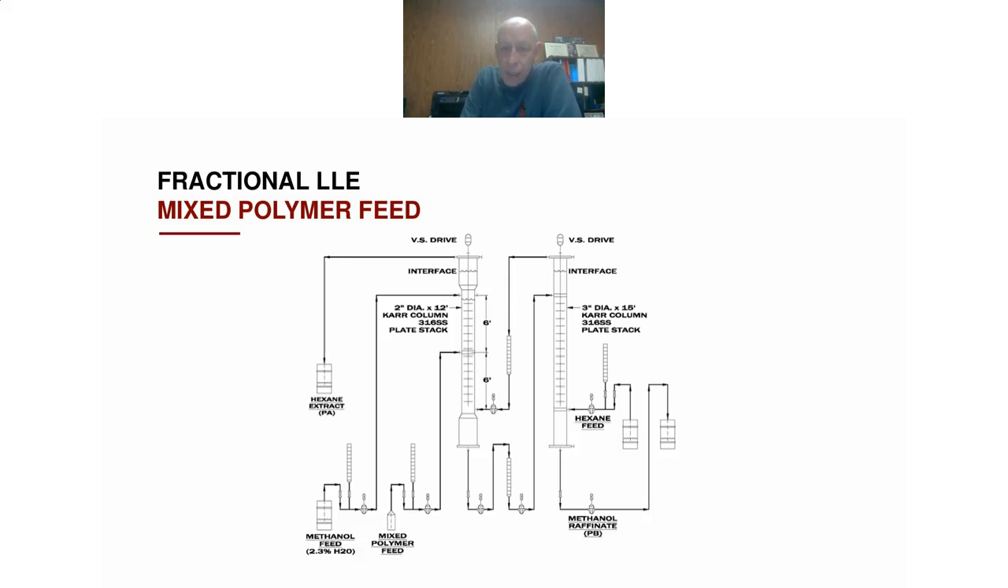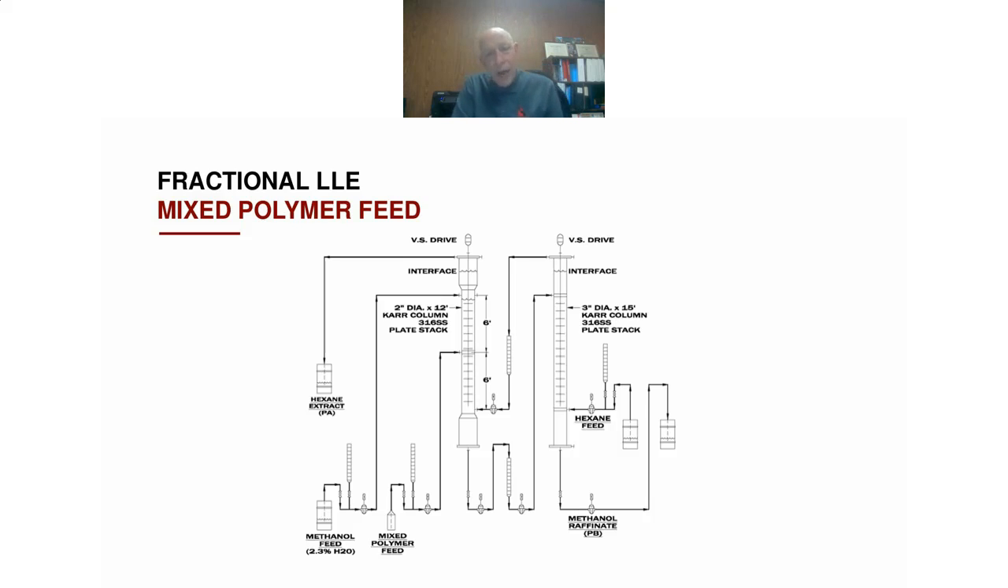So I'm showing this in two columns here because when we actually tested this in our pilot plant, we needed a lot of theoretical stages, and so it was easier to set up two columns. But you can kind of think of this as the bottom of this column being attached to the top of that second column, that's how this would be operated. And in this case, you can see you did not need a lot of stages for the methanol extraction, but you definitely needed a lot of stages for the hexane extraction.